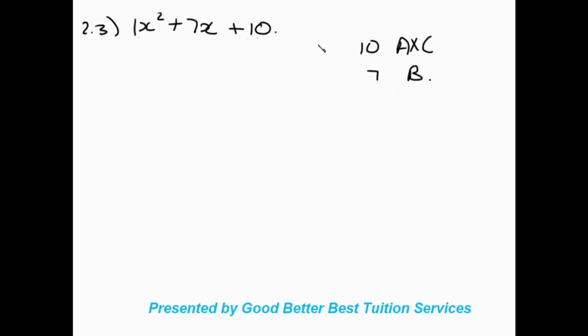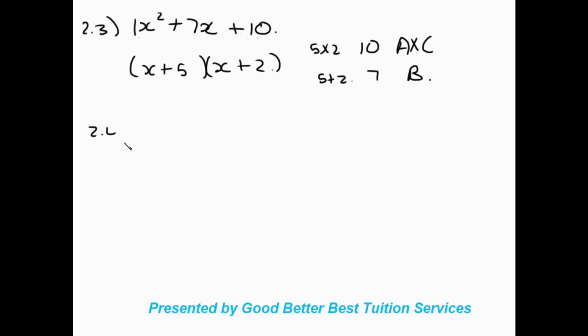Now, we're going to look at what two numbers we can times to get to 10, but add to get to 7. If you look at that, you'll eventually get to 5 times 2 gives me 10, and 5 plus 2 gives me 7, right? So we already know what terms to put into our brackets. We're going to split the x over here because we have an x squared. And so we have to put in our 5 and our 2, and they're both positive numbers, so they'll both be positive in the brackets. So we have plus 5 and plus 2. Cool. So that's our final answer over there, factorizing 2.3.